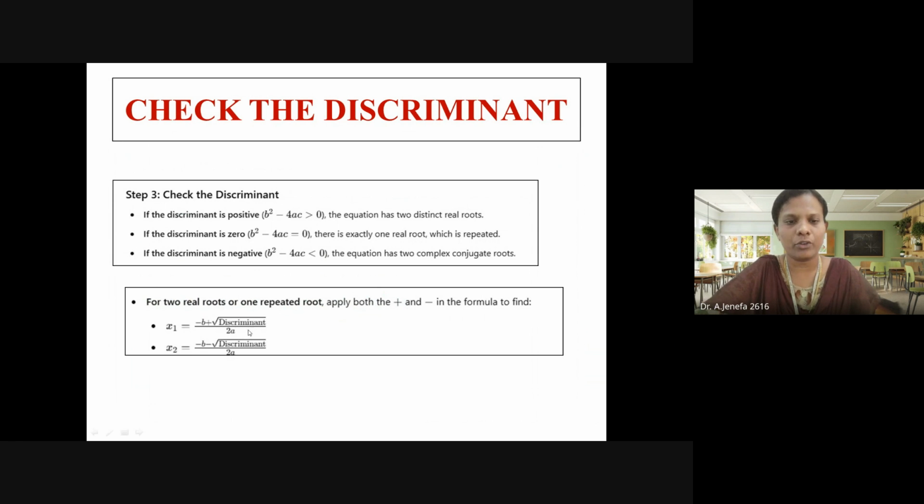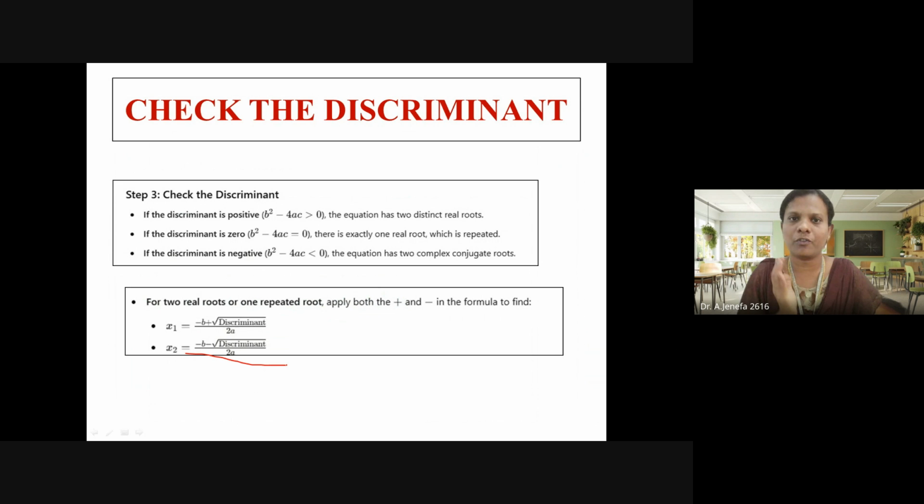Okay, so how do you calculate root 1? Root 1 equals minus b plus root of b square minus 4ac, where b square minus 4ac is nothing but the discriminant value, divided by 2a. And how do we calculate root 2? Root 2 equals minus b minus root of the discriminant by 2a. So this is how we calculate root 1 and root 2 based on the discriminant value.